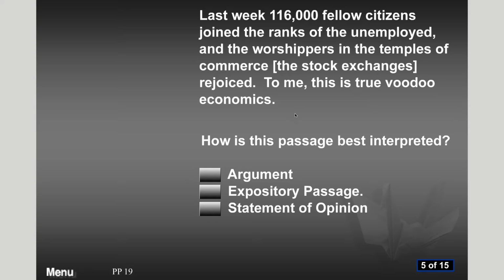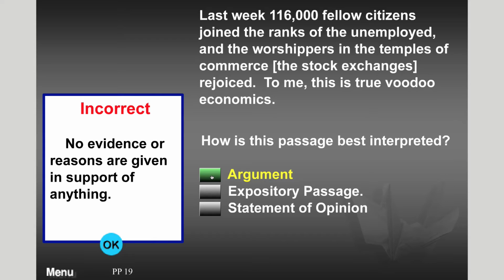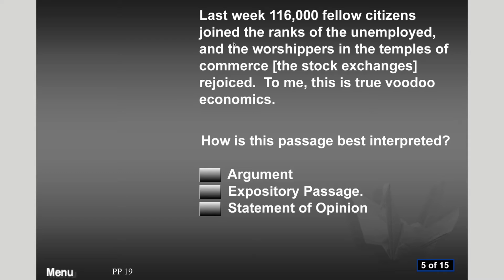Leaving that aside, an argument, obviously somebody wants to talk about this as true voodoo economics, but this is a non-expository passage. Is it an argument? No. No evidence or reasons are given in support of anything. We're told that there's a number of unemployed, right? Join the ranks of the unemployed. But this could be for a number of different reasons.